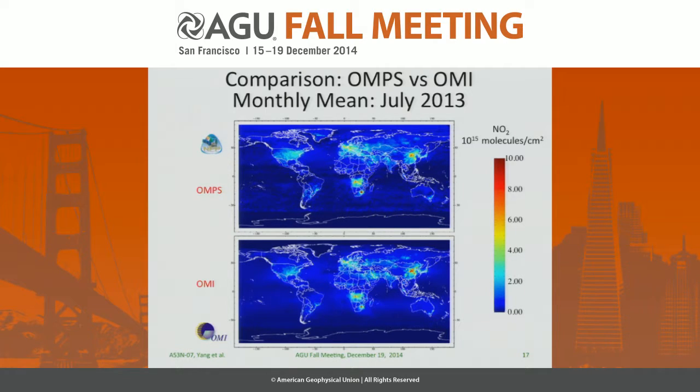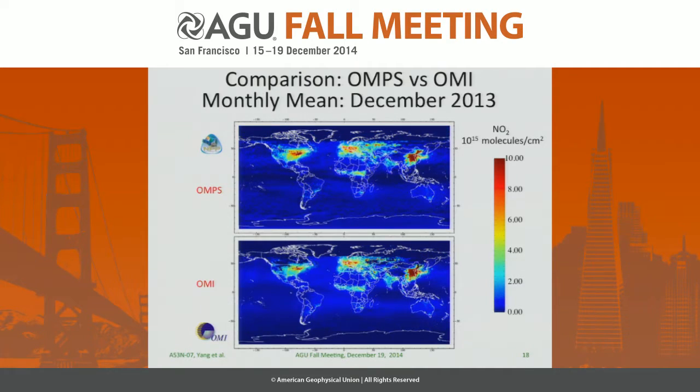And compared to OMI, this is a monthly average. You can see on top is the ARMS, bottom is the OMI. This is for July, which has a shorter lifetime, so you see less NO2. And for December, you see obviously the pattern is a very close match with each other, indicating that both ARMS and OMI see the same thing.